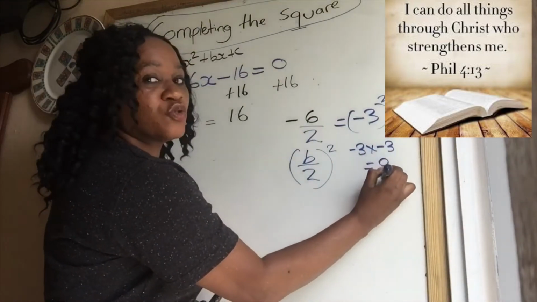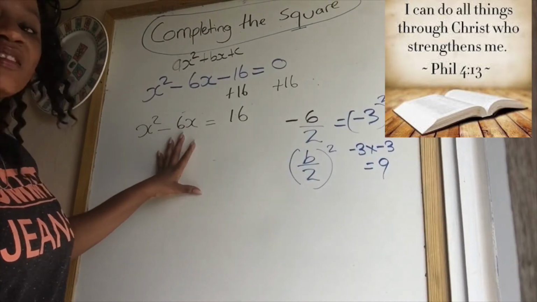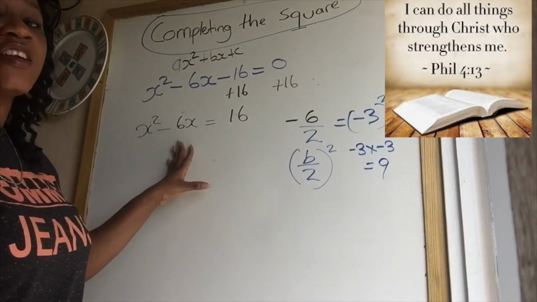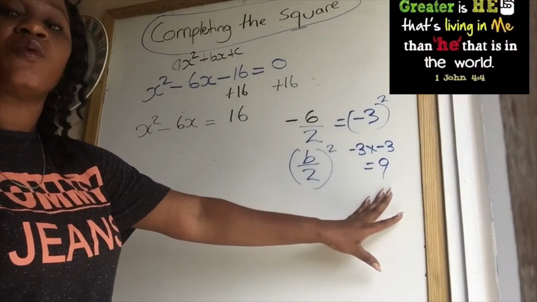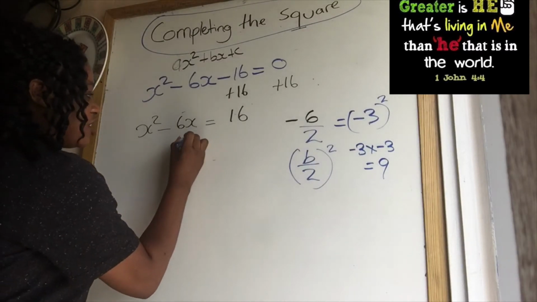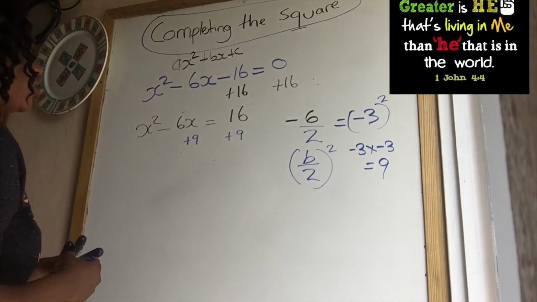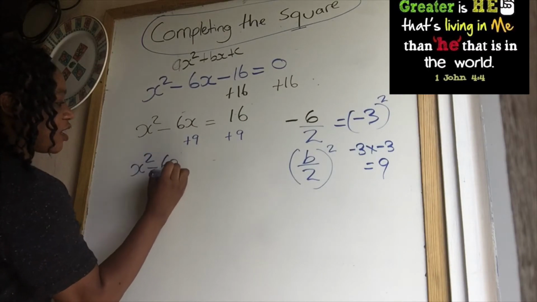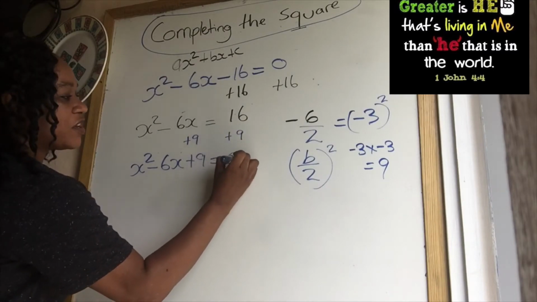Cool? Again, we're going to take half the coefficient of x, which is half of b. When you take half the coefficient of x, you need to square that number. Now we have done that and it's equal to 9. Now what you're going to do is add 9 to each side. So my equation is now x squared minus 6x plus 9, and that is equal to 16 plus 9, 25.